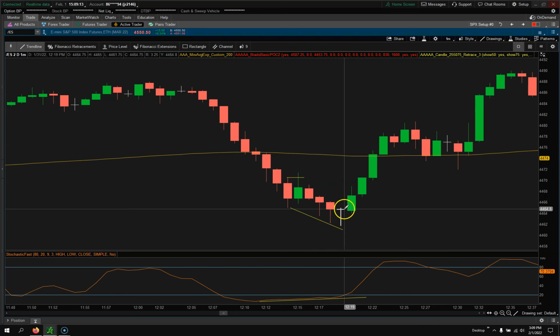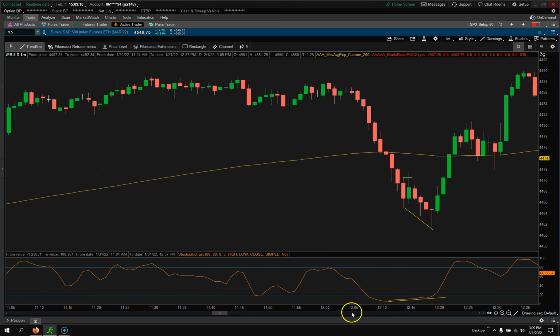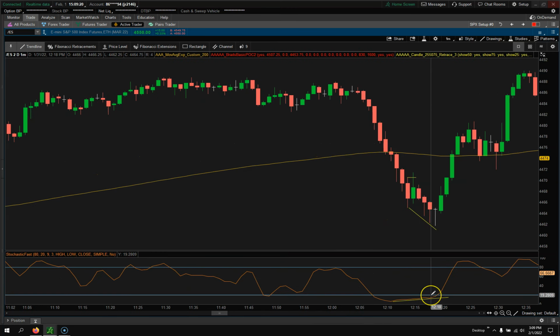And then look at this. We have a nice reversal, but we could see that the selling momentum is no longer there. Even though price is going there, it doesn't mean that there's a lot of sellers down here continuing to sell.